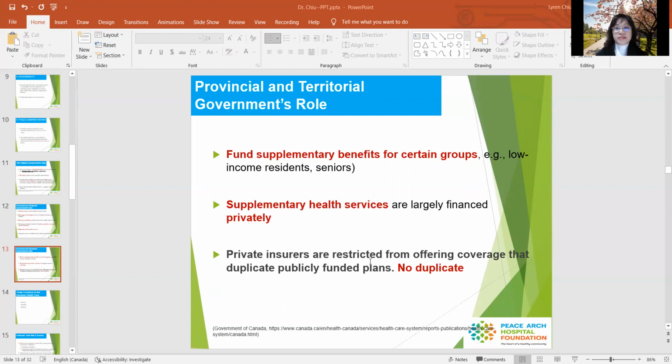They also fund supplementary benefits for certain groups. For example, low-income citizens, residents, and seniors can get support from the provincial government. You should also know that supplementary health services are largely financed privately. Private insurance is restricted from offering coverage that duplicates publicly funded plans. So there is no duplication between private and public funding.